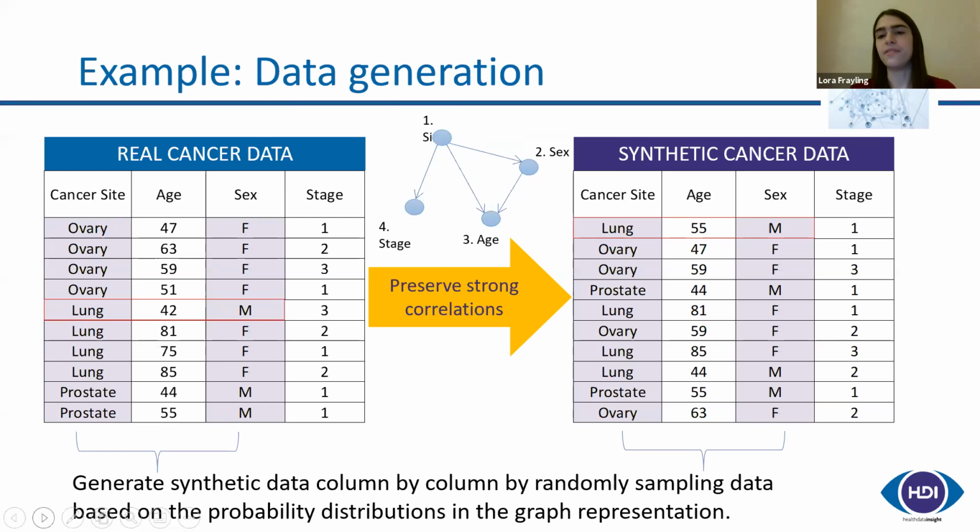And then this is followed by generating sex, which is conditioned on the cancer site, followed by age, which has 2 parent variables, so it's conditioned on both cancer site and sex. And finally, generating stage, which is only conditioned on cancer site. So this should hopefully preserve all the strong correlations in the data.